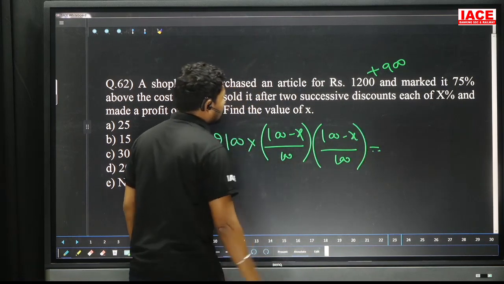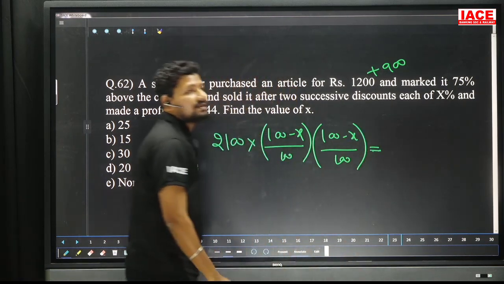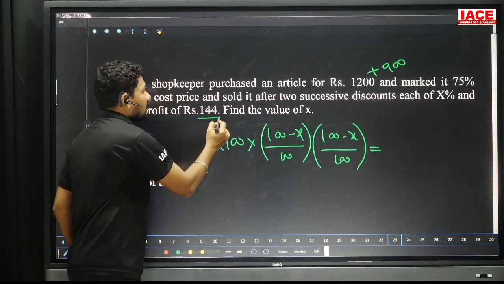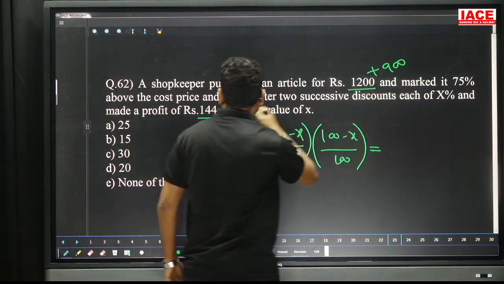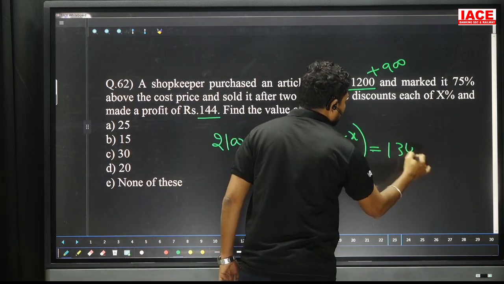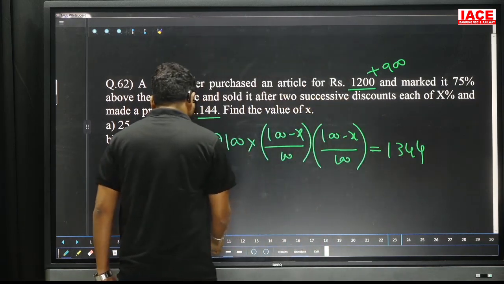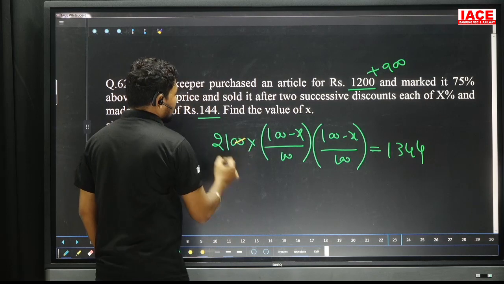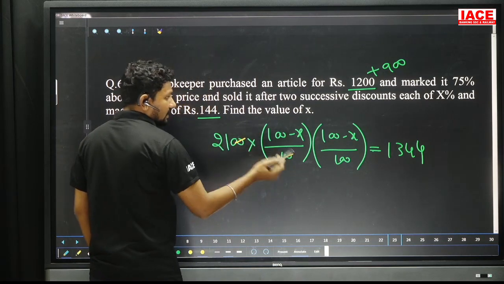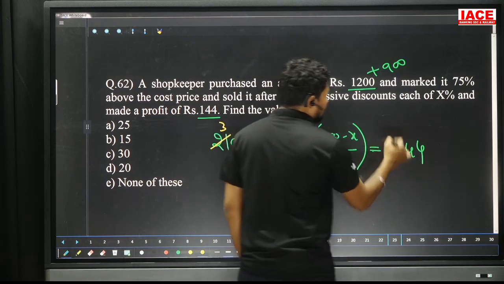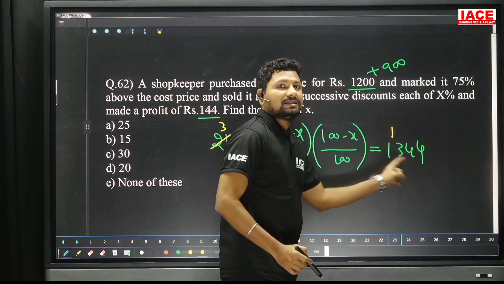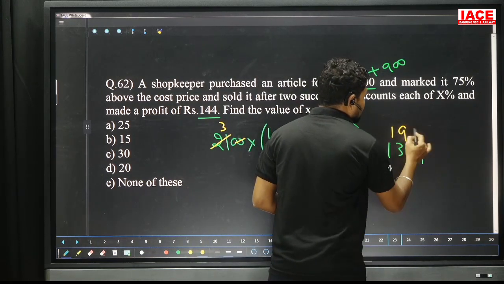Two successive discounts are given. After the two successive discounts, he is getting a profit of 144. Profit is always calculated on the cost price. The cost price is 1200. 1200 plus 144 is 1344. So calculate the values to get an answer. Here the zeros cancel, and calculate both sides: 7 threes are 21, 7 ones are 7, remaining value is 64. 7 nines is 63.